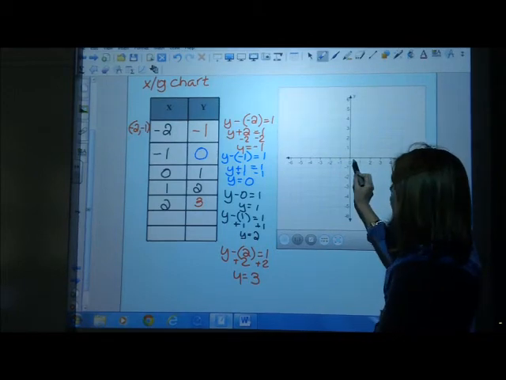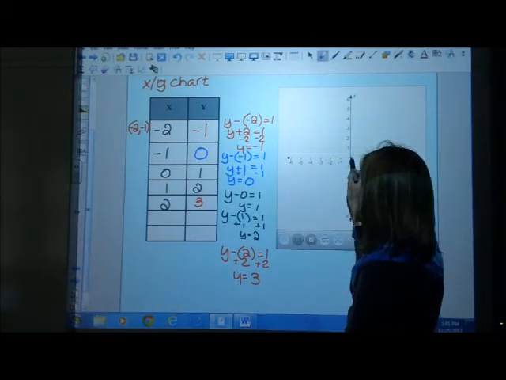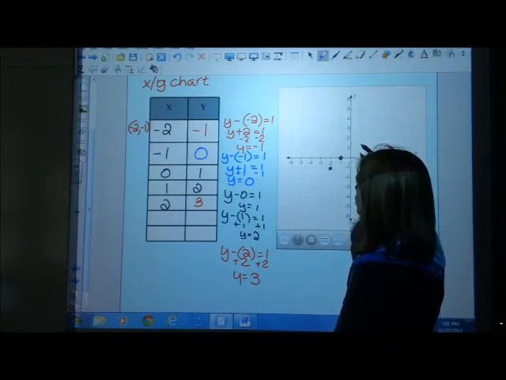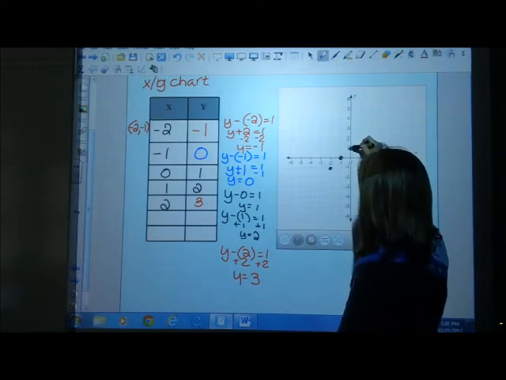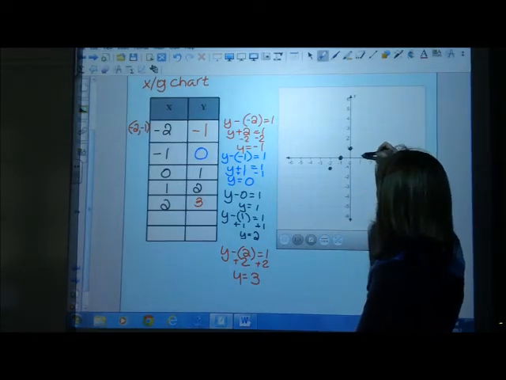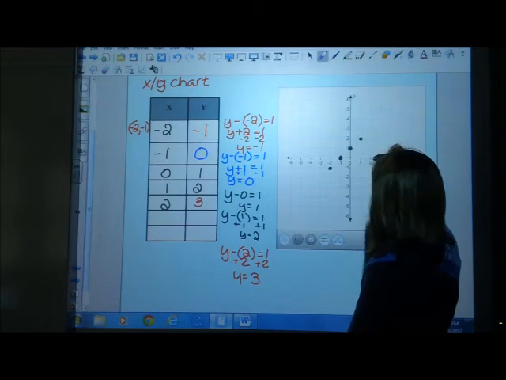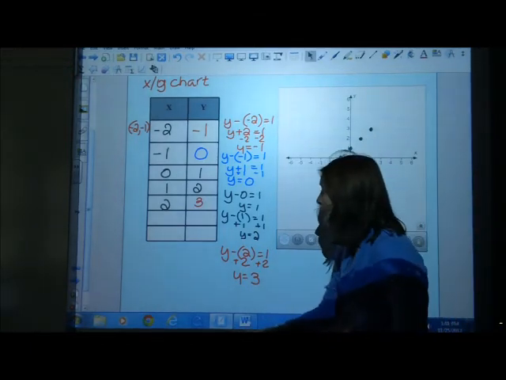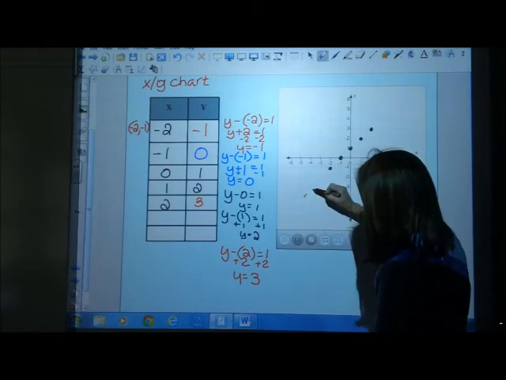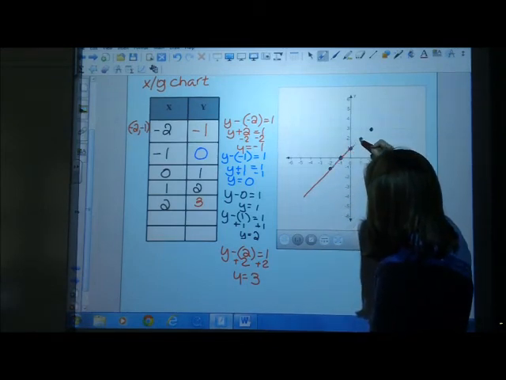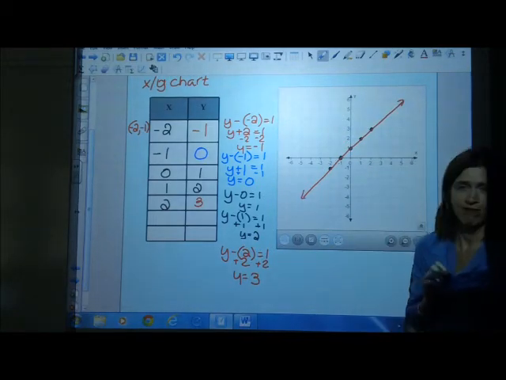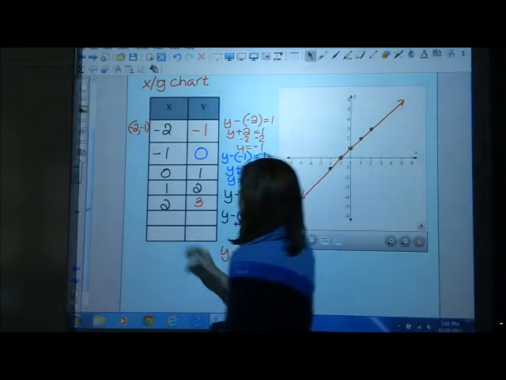Okay, so we're going to plot the point -2, -1. So -2, -1. Then -1, 0. Then 0, 1. So x is 0, y is 1. X is 1, y is 2. And then x is 2, y is 3. That looks really, really nice. I'm going to actually connect them, and you're going to see that that forms a very nice line. Okay? All right, let's keep going.